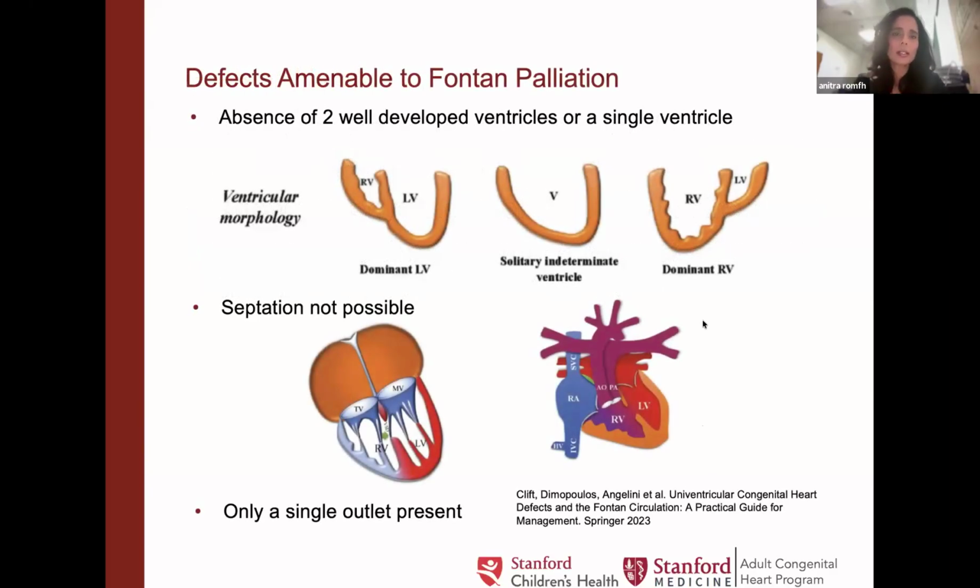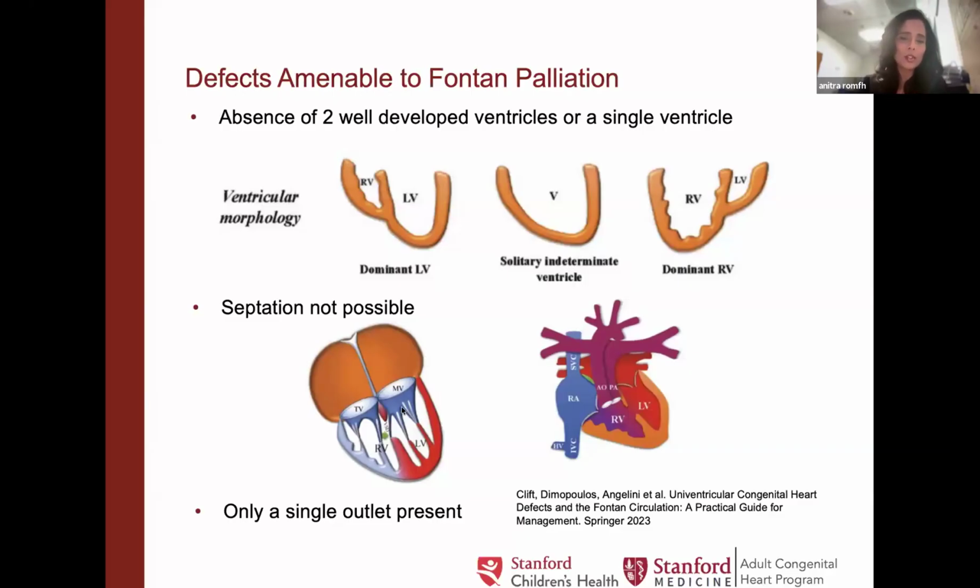The various defects will lead to Fontan palliation. In the simplest sense, it's the absence of two well-developed ventricles, or a single ventricle. So you can see here, sometimes its ventricular morphology is more like a dominant LV, sometimes it's a dominant RV, and sometimes there's an indeterminate type of ventricle exhibiting single ventricle physiology.